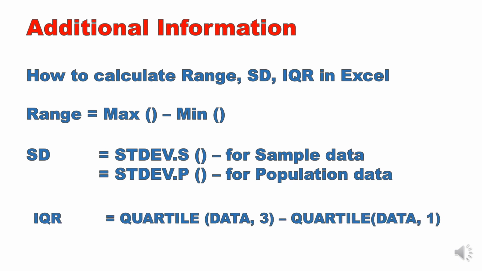And for the interquartile range, you can use the QUARTILE function. You select the data, comma 3 indicates Q3, minus again QUARTILE, select the data, and 1 indicates Q1. I hope it's a useful formula in Excel for bulk data.